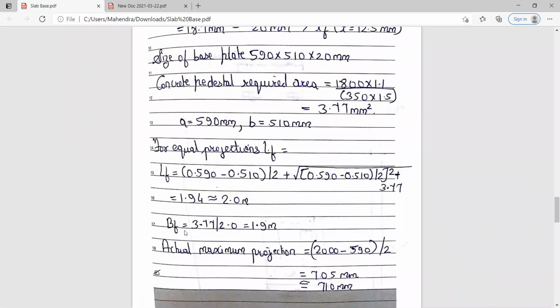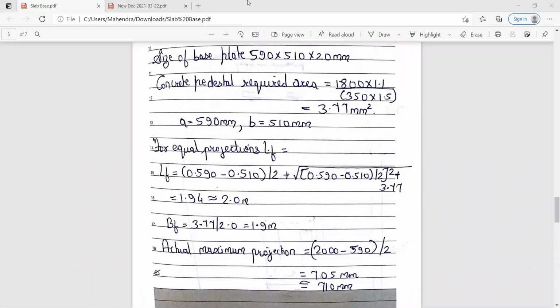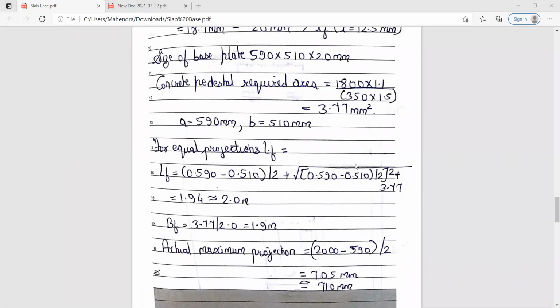Then to calculate BF, again 3.77 by 2. BF is nothing but the width of the flange. To calculate the width of the flange, again you are going to consider the concrete pedestal area, that is 3.77 divided by 2. So that will be 1.9.